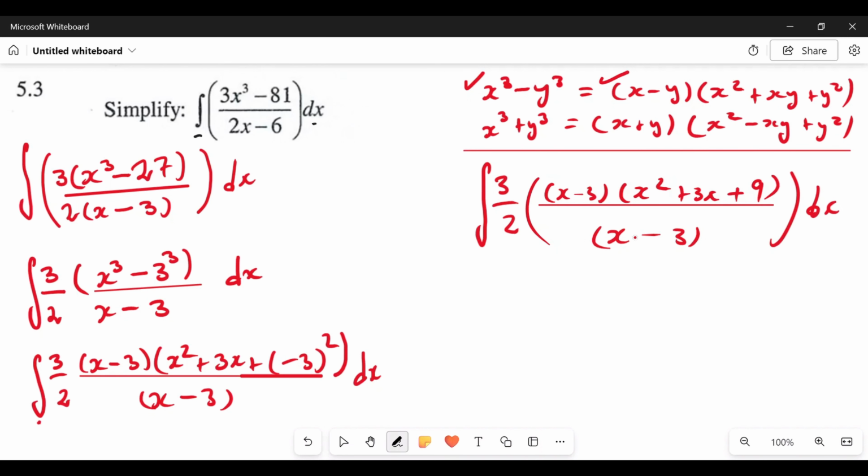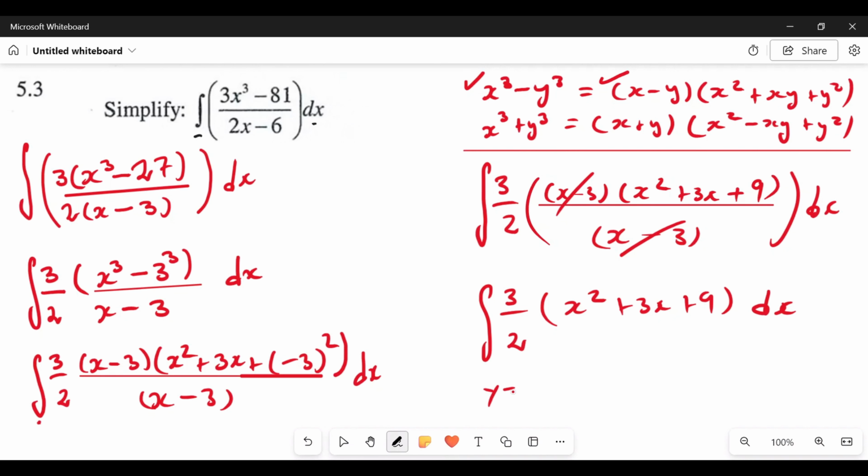Right. So when you look at x minus 3 on the denominator, we'll divide with x minus 3 on the numerator. So what we are left with here is sigma 3 over 2, and then bracket, we have x squared plus 3x plus 9, then dx. Now, when it's like this, the whole thing is simplified. We can start integrating. Do not forget, guys, these are standard integrals. Right, so you can say y is equal to.